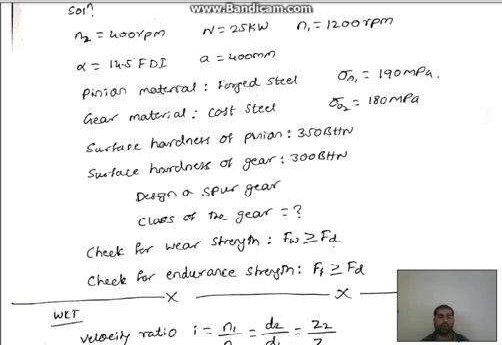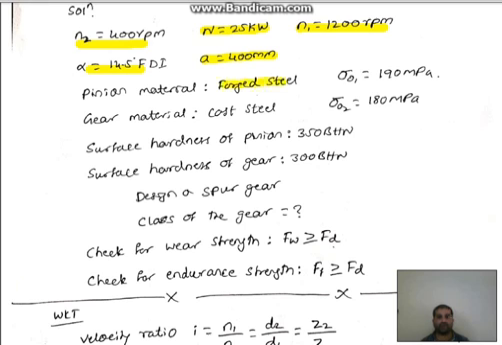First, note down all the given data. The speed of the gear is 400 rpm. Power transmitted is 25 kilowatt. Speed of the pinion is 1200 rpm. Pressure angle is 14.5 FDI. Center distance 400 mm. Pinion material is forged steel.